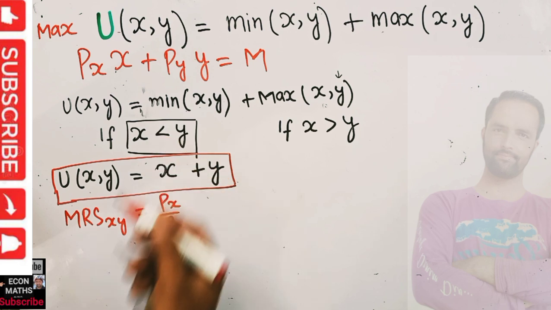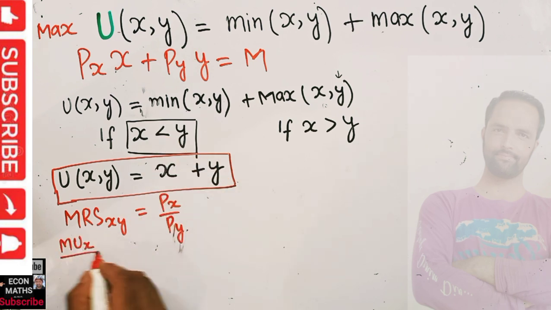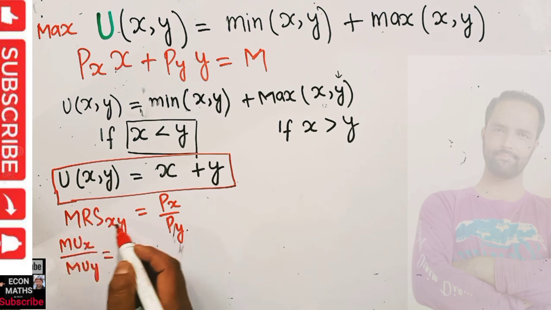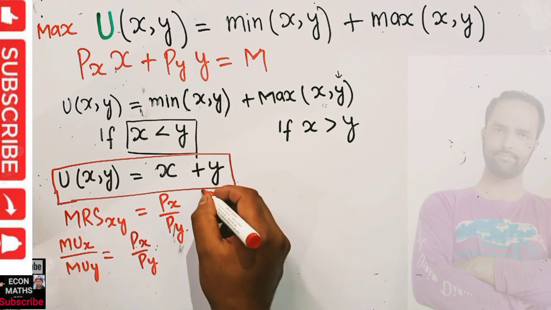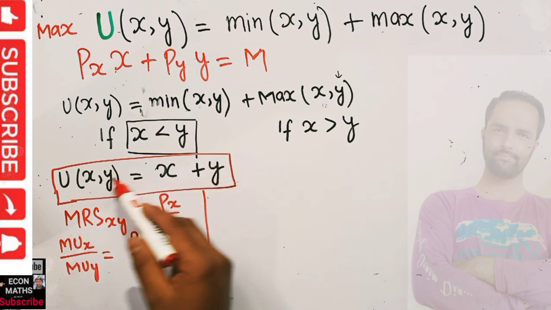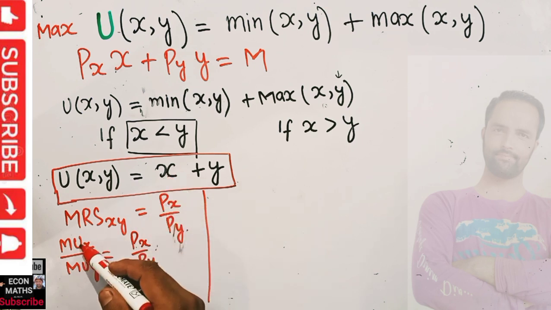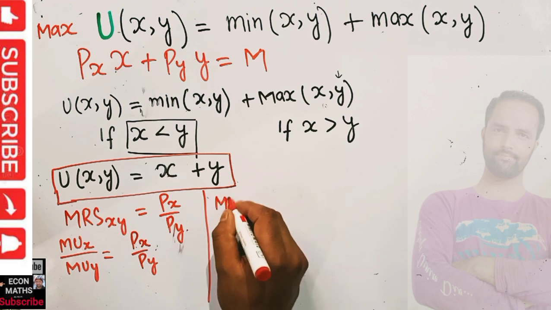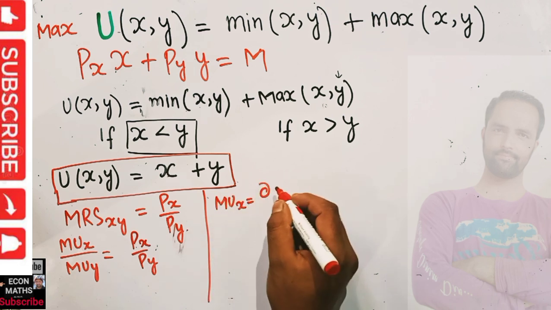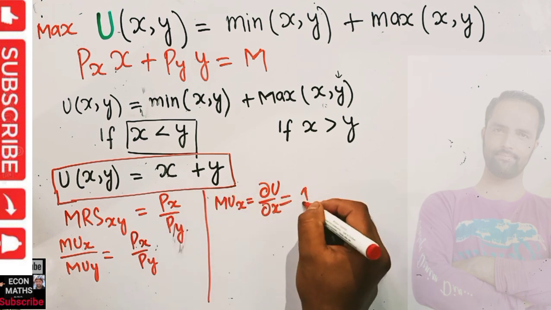Now, the marginal rate of substitution between x and y is marginal utility of x upon marginal utility of y, and it should be equal to price of x upon price of y. And what is marginal utility of x? If it is our utility function, then the derivative of x is 1, because we are partially differentiating with respect to x. So marginal utility of x means the derivative of the utility function with respect to x, so the derivative will be 1 here.